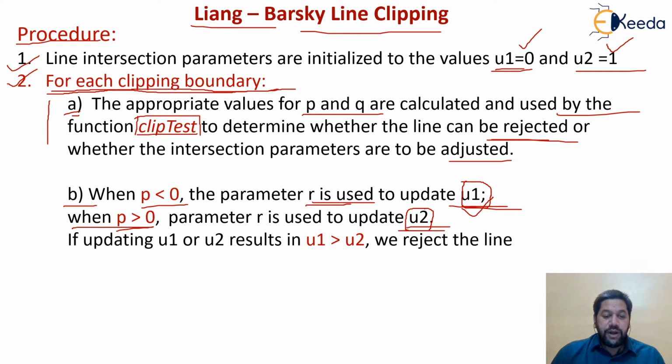Now if updating u1 or u2 results in u1 being greater than u2, if the value of u1 is greater than u2, then it indicates that we reject that particular line.